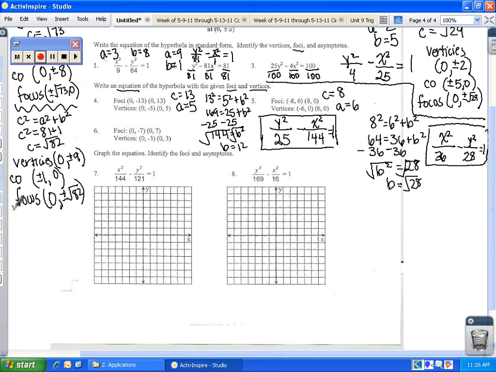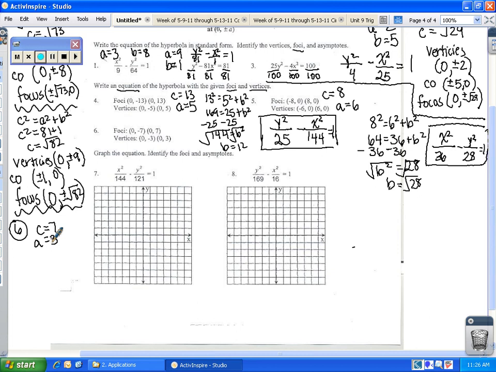Okay, number 6 I'm going to do down here. Okay, this is going to be number 6 down here. Again, focus is 7, vertices are 3. So C equals 7, A equals 3.